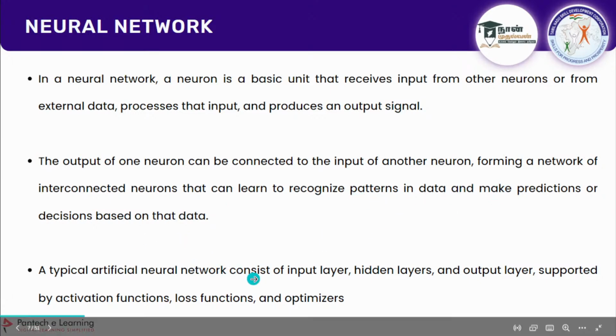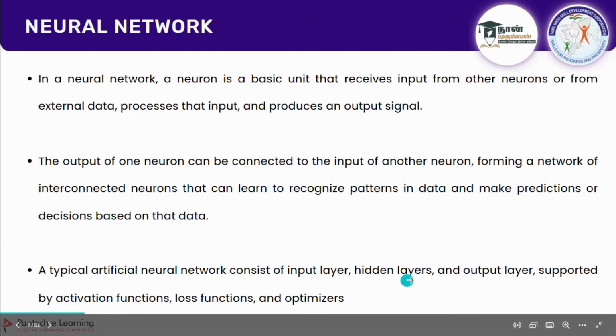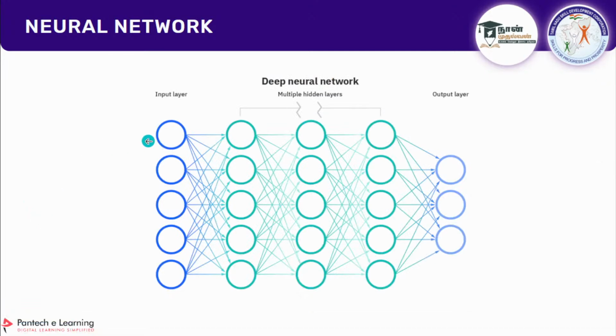A typical artificial neural network consists of an input layer, hidden layers and an output layer. It is supported by some functions known as activation function, loss function and optimizers. We are going to learn these things in today's class. So we have an input layer which gets the input. We have some hidden layers, which are all made of neurons and interconnected, and finally an output layer.